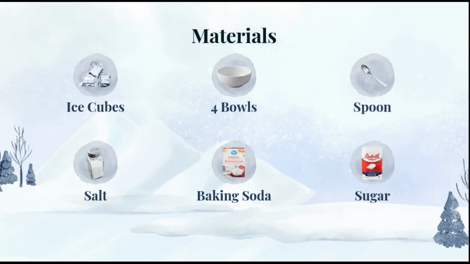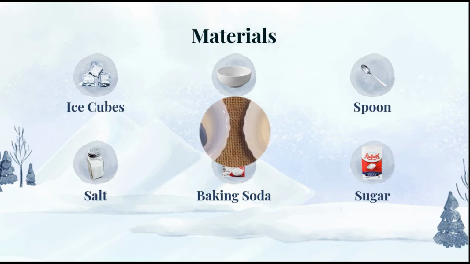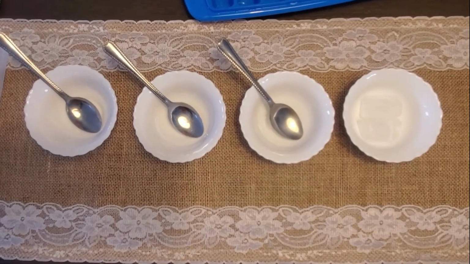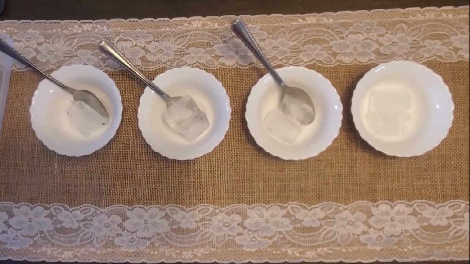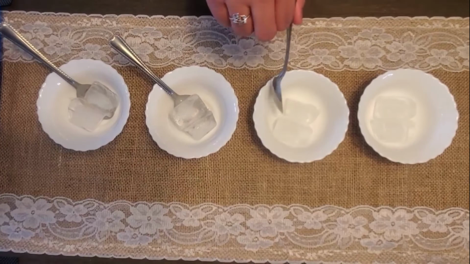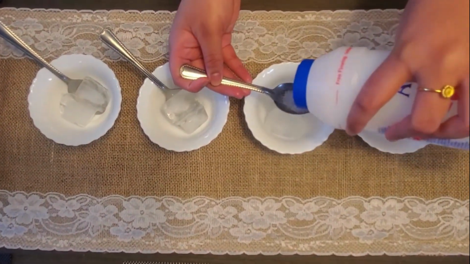For this experiment, we will use the following materials: ice cubes, 4 bowls or cups, a spoon, salt, baking soda, and sugar. Step 1. Place 2 ice cubes in each bowl. Make sure each ice cube is about the same size. Step 2. Add 2 spoons of salt to bowl number 1.